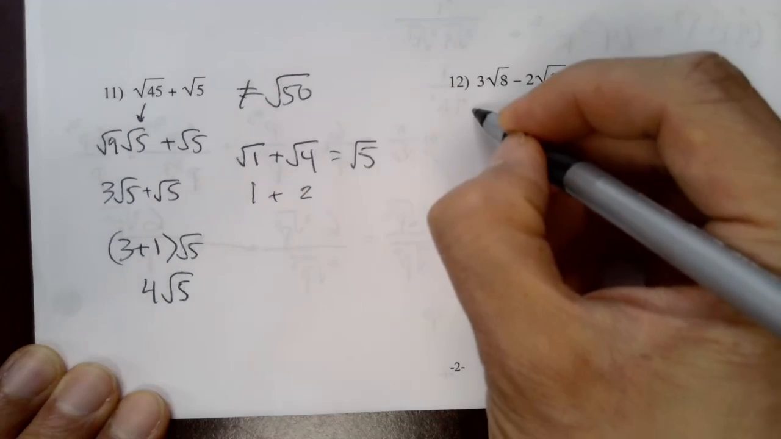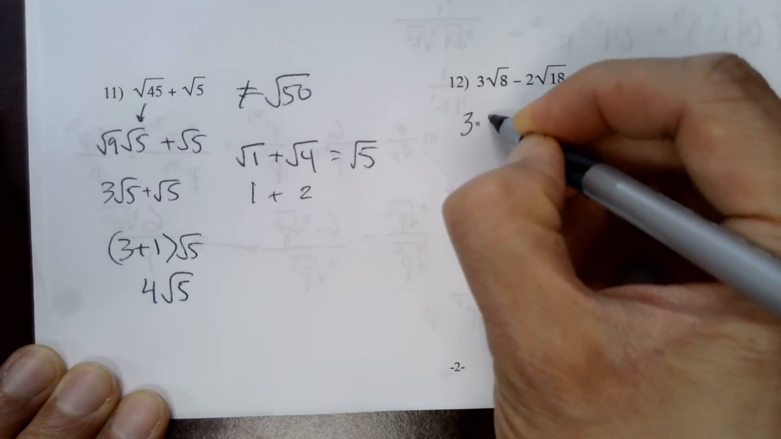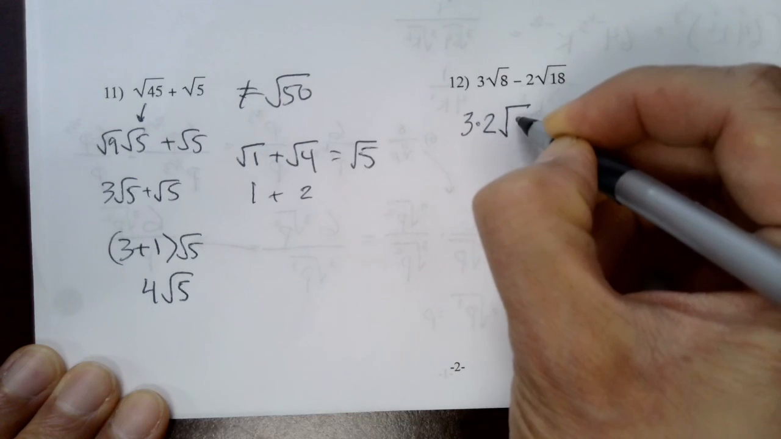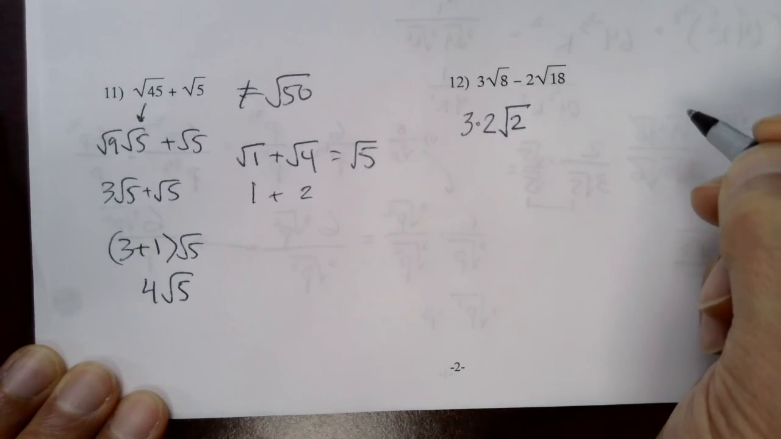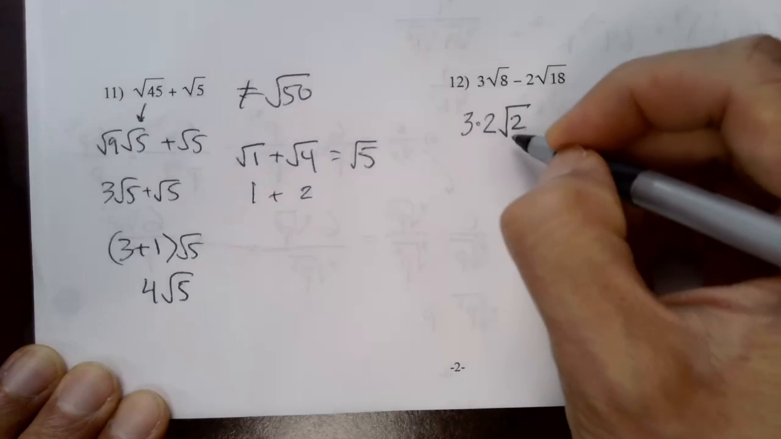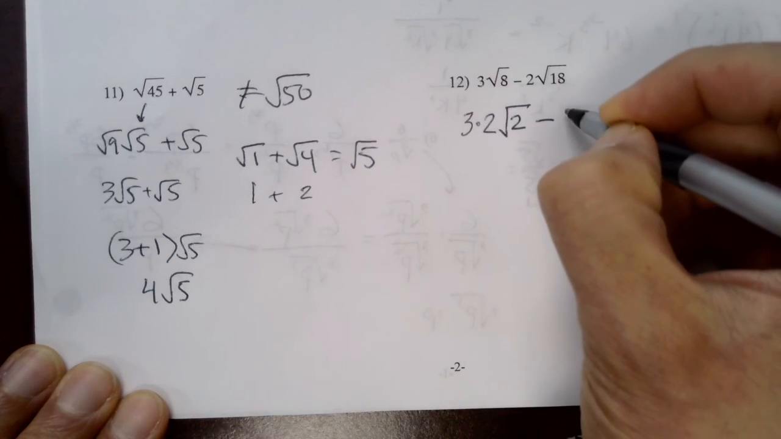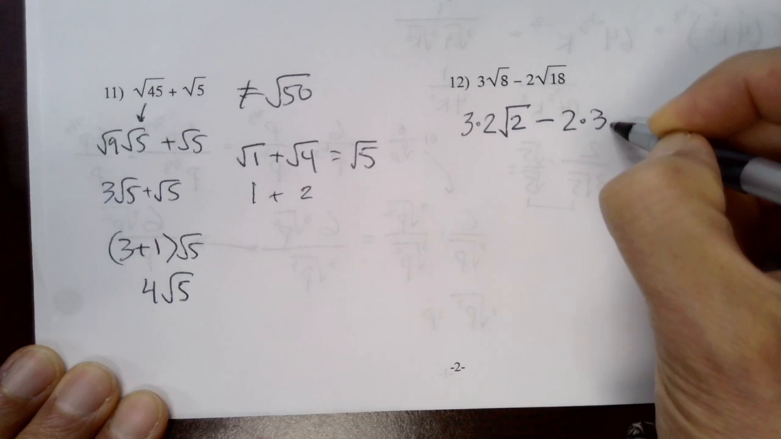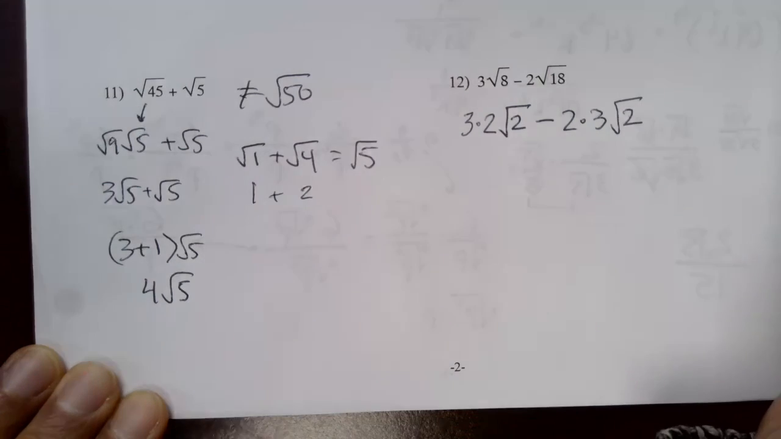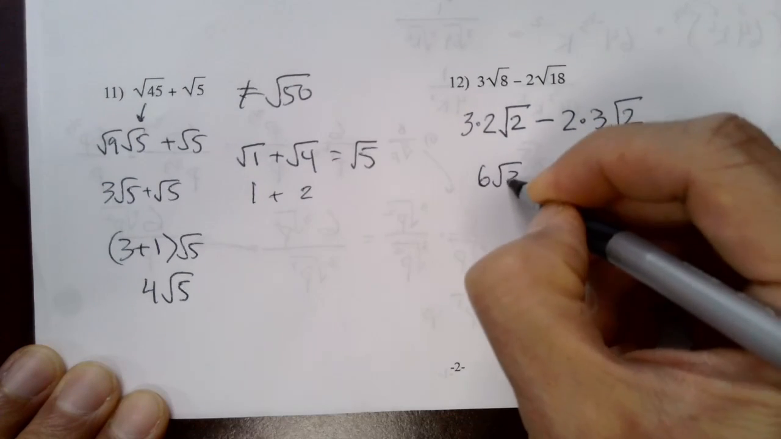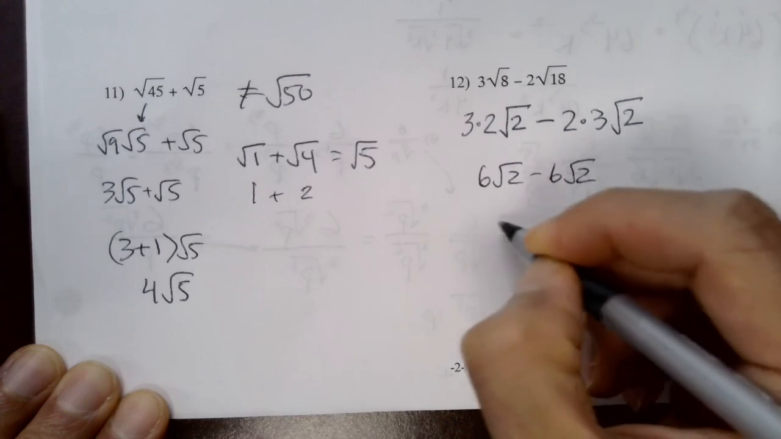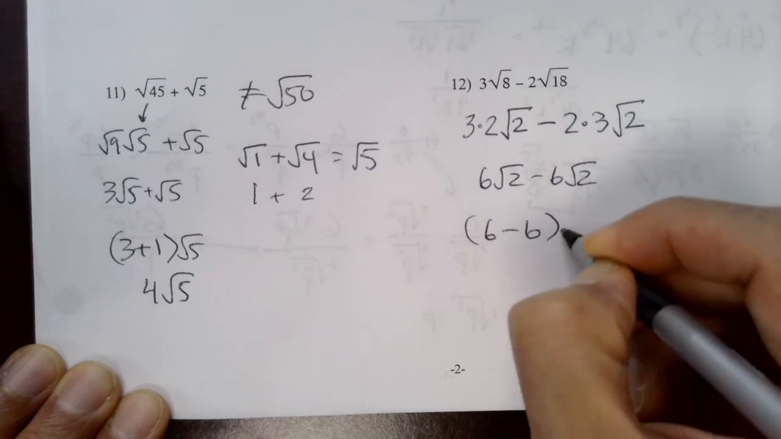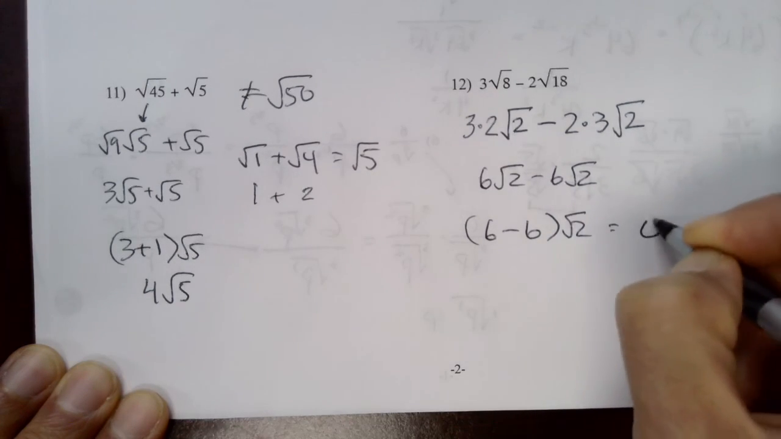Similarly, with this one, 2 can come out, right? 8 is 4 times 2, and root 4 is 2. And then over here, 3 can come out, because 18 is 9 times 2, and root 9 is 3. So I have 6 root 2 minus 6 root 2. Right, for the same reason, 6 root 2 minus 6 root 2 is 0.